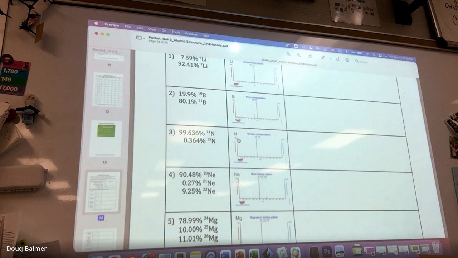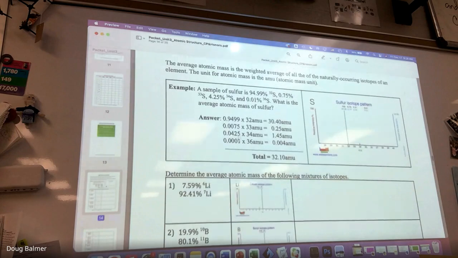What you guys are doing is problem 1 through 5. Percentage as a decimal times mass. Percentage as a decimal times mass. Add the pieces together at the end. If you forget how to do that, there's a nice little solved example at the top.